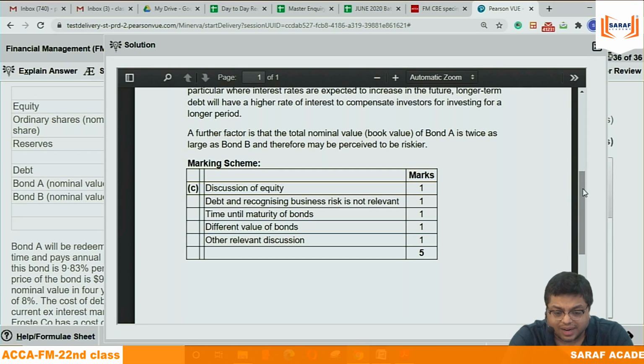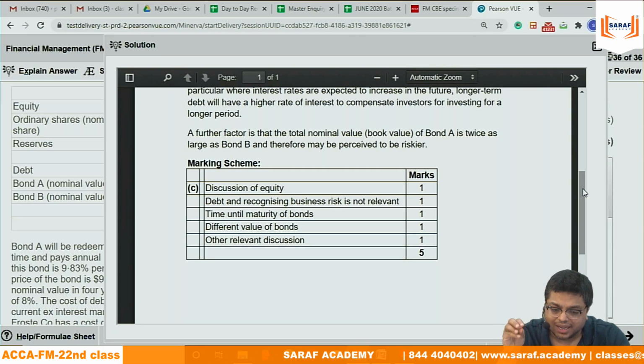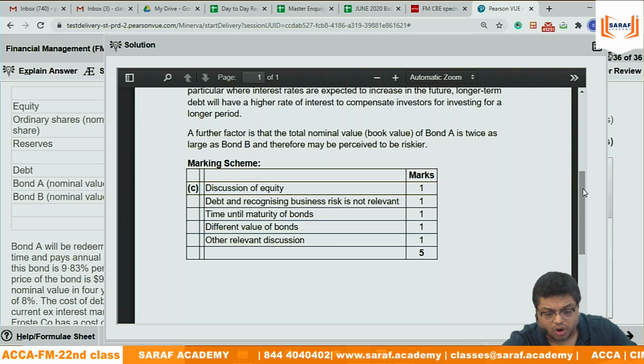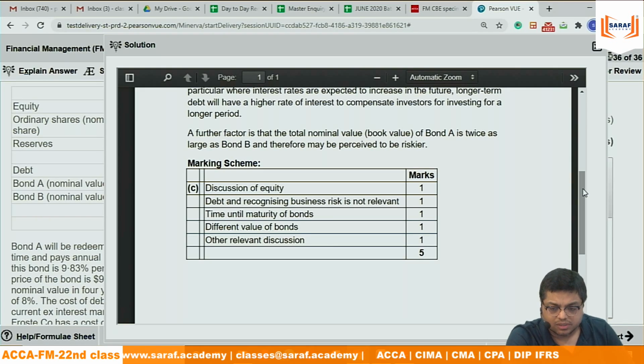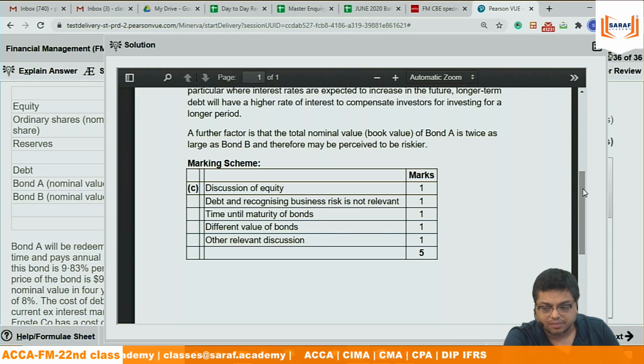Now in other relevant discussion, whether they will consider secured, unsecured, I don't know. According to me, no. Reason being that they are named as bond. The technical meaning of bond is secured. So if I say that this bond is secured, this bond is unsecured, I think that is not justified. Because bond means secured bonds. It is not public deposits. We say public deposits are unsecured, but bond we always say as secured.